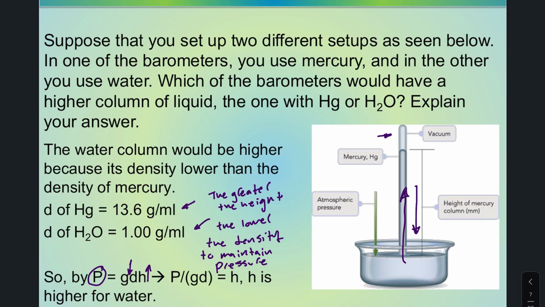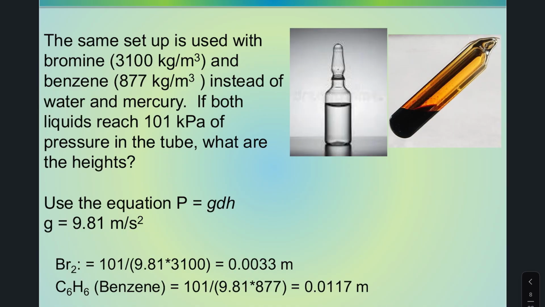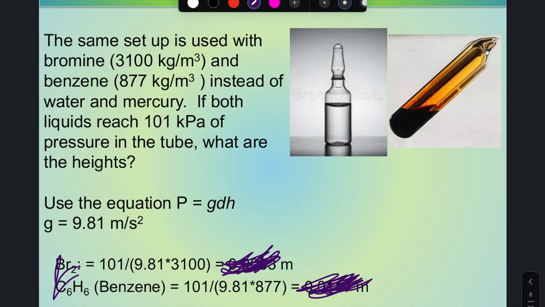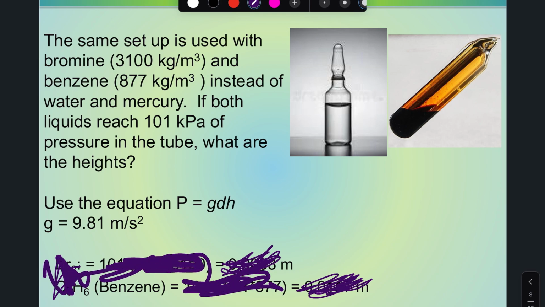Okay. And so, as a kind of test, I'm going to block out this. Go ahead and close your eyes for a second while I do this because I don't want you to see the answer. But I'll give you a second. Go ahead and read the problem. We're going to be doing something very similar with benzene and with bromine.